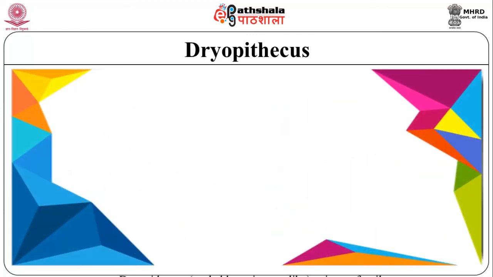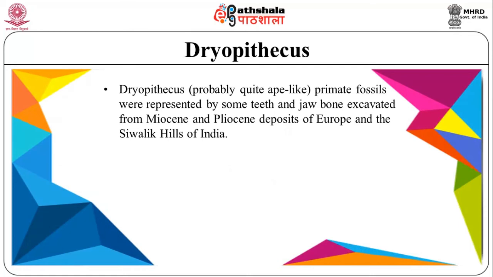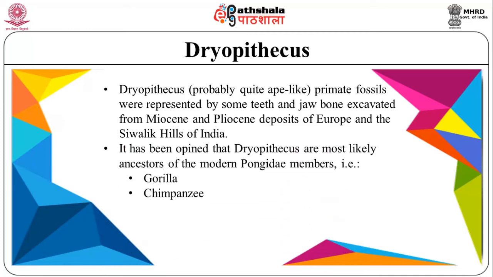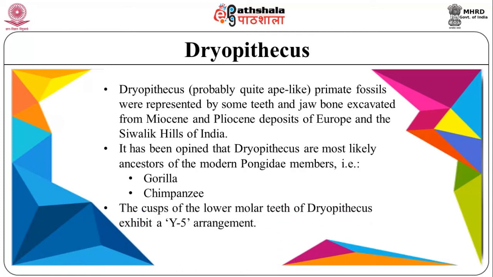When we talk about Ramapithecus, probably quite ape-like primate fossils were represented by some teeth and jawbone excavated from Miocene and Pliocene deposits of Europe and the Siwalik hills of India. It has been opined that Ramapithecus are most likely ancestors of the modern Pongidae members, that is gorilla and chimpanzee. The cusps of the lower molar teeth of Ramapithecus exhibit a Y5 arrangement.